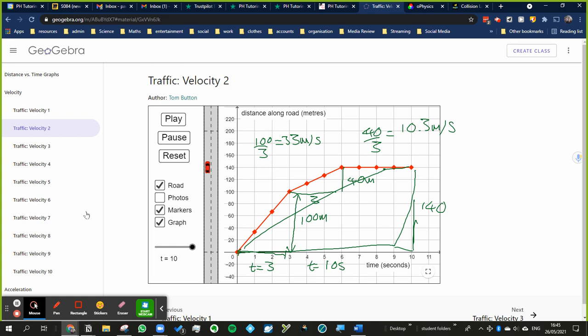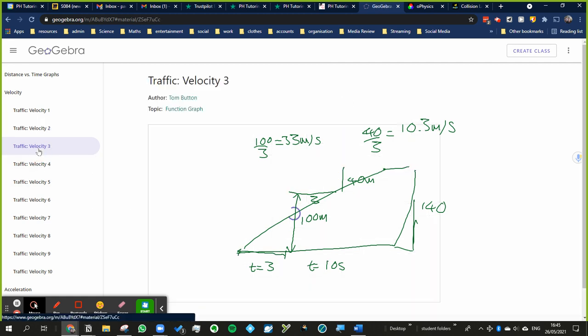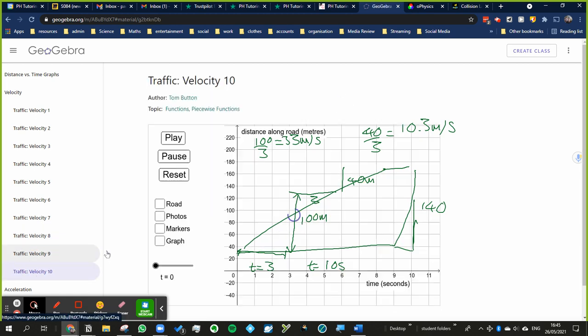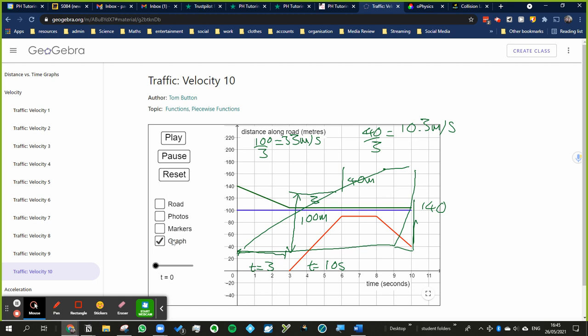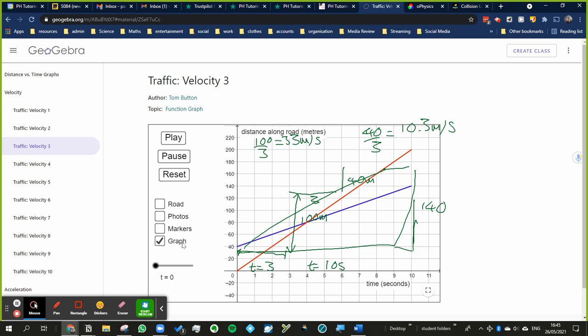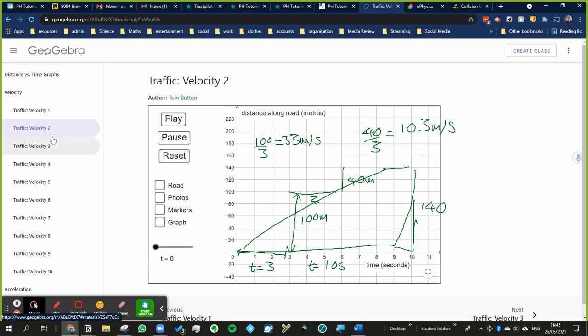If it was a curve, let's see if we can find a curve. Let's look at the later one, see if we've got a curve. Okay, I can show you a curve in a moment. If it's a curve, then you draw a tangent, and I'll demonstrate that in a moment.